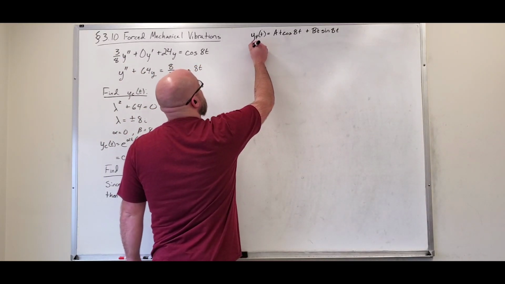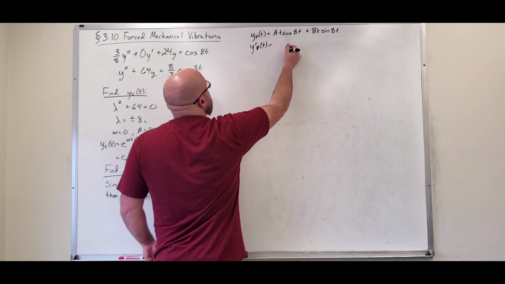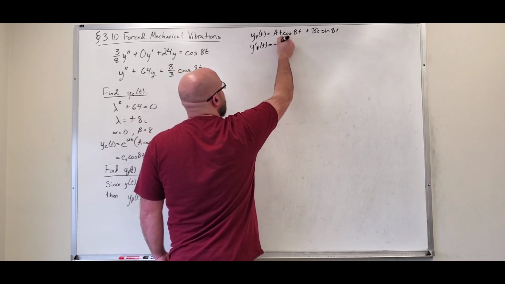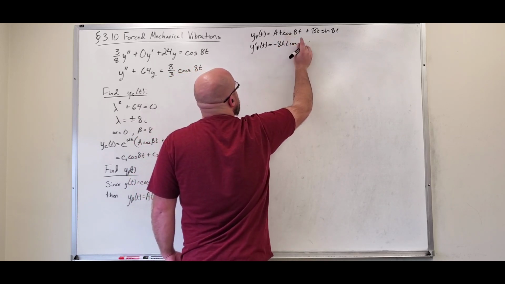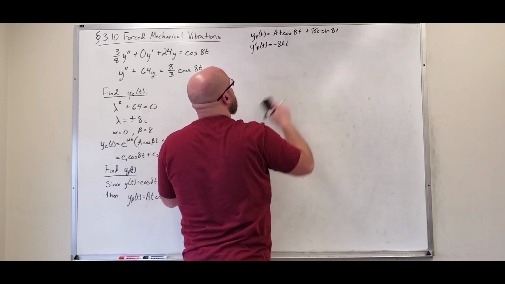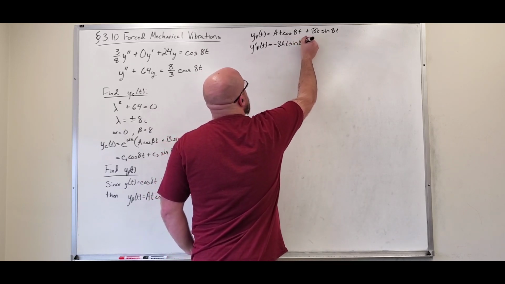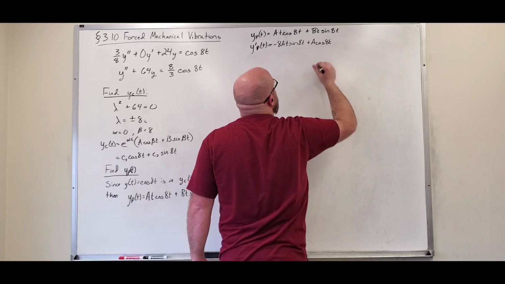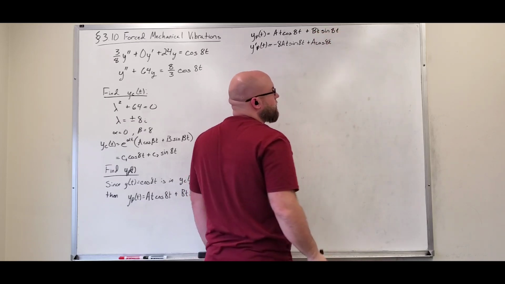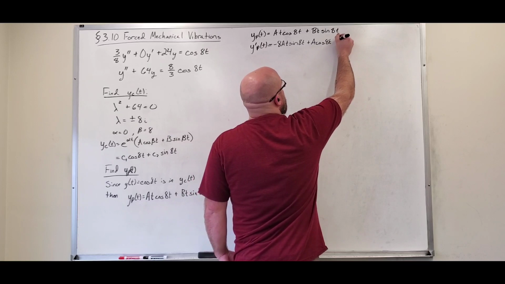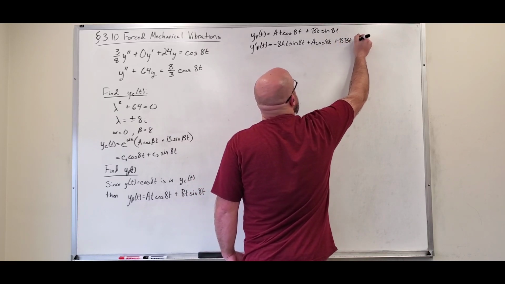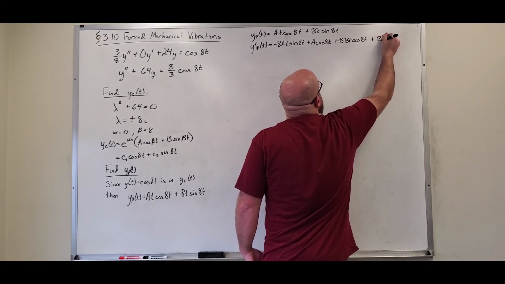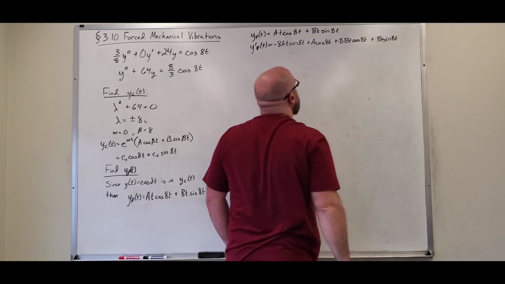All right. y prime p of t is equal to, first times the derivative of the second, so derivative of cosine is negative sine, so we're going to bring in negative 8at sine of 8t plus a cosine of 8t. And then here, when we take the derivative of sine, we're going to get cosine out. So we're going to get plus 8bt cosine of 8t plus b sine of 8t.